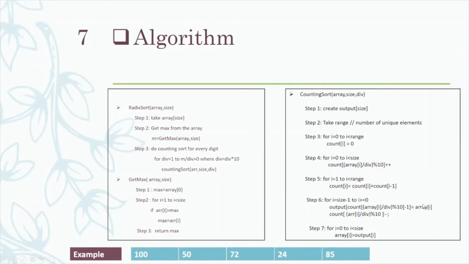The array index value will be assigned in the output. Then the cumulative sum of count will be decreased. Then we simply assign the output array to our main array.